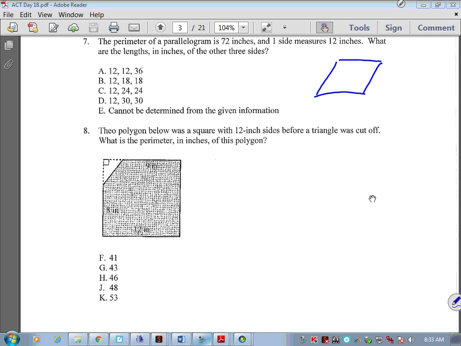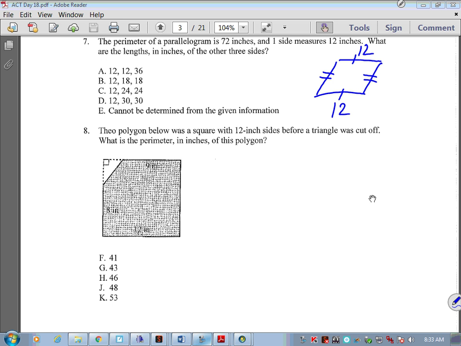Diagonals bisect each other, and consecutive angles are supplementary. Okay, so I know that these two are going to be congruent. I know that these two are going to be congruent because it's a parallelogram. So if one side measures 12 inches, then I know that this side over here measures 12 inches.